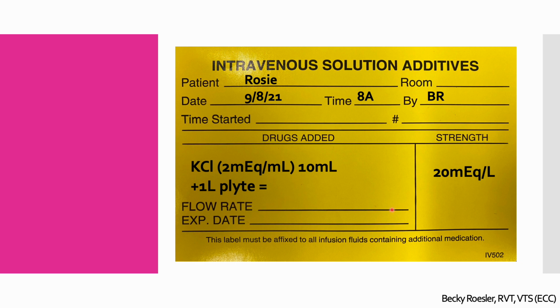In other examples that we'll come to, it is very important to write the fluid rate. However, in this example, we don't have a fluid rate that we're dealing with. And then we're going to eventually have our concentration or strength of the KCl that we added. So KCl, 2 milliequivalents per mil, 10 mils of that in 1 liter of Plasma-Lyte equals 20 milliequivalents per liter.